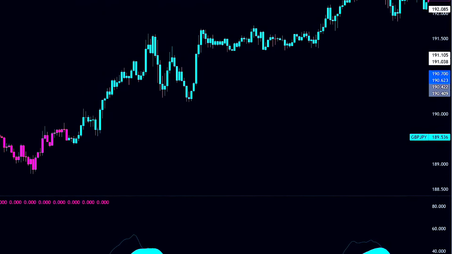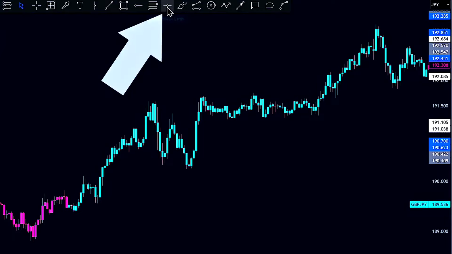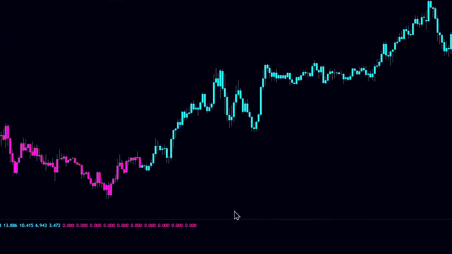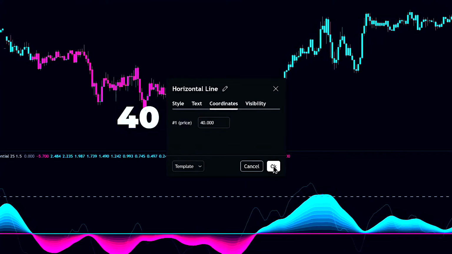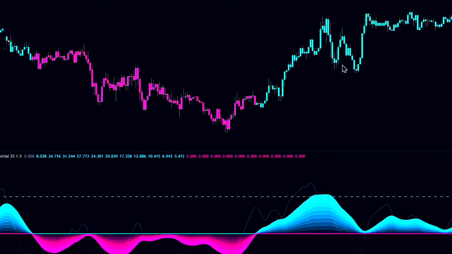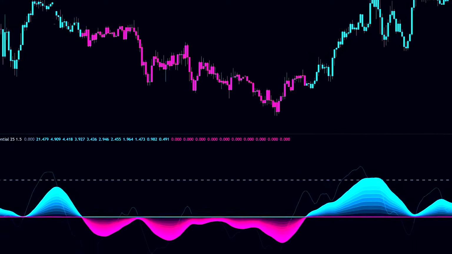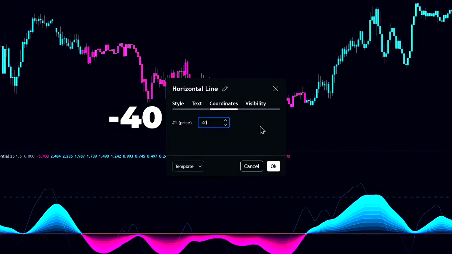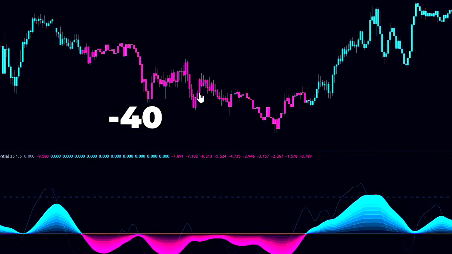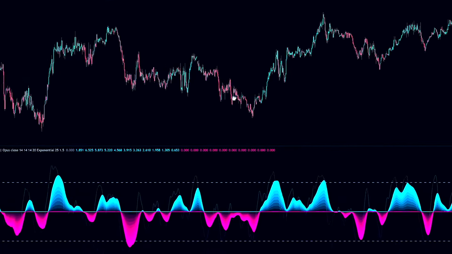Let's make it pop. Grab the horizontal line tool, drop it anywhere, double click, and set it to 40. That's your guide for when the market's stretched too far upward. Do it again for the downside. Add another line, double click, and set it to -40. Now you've got clear zones to watch for potential exhaustion points.